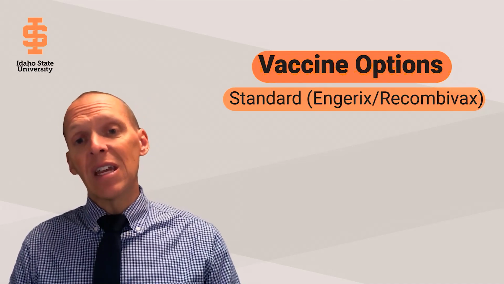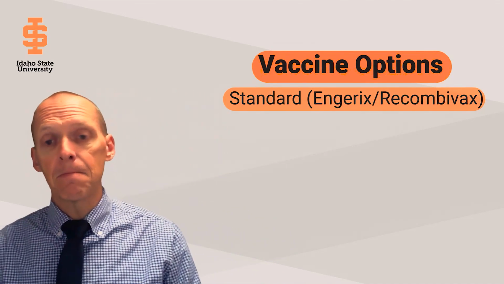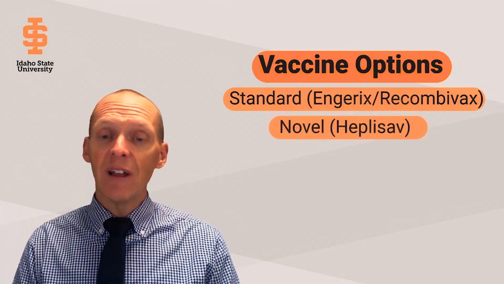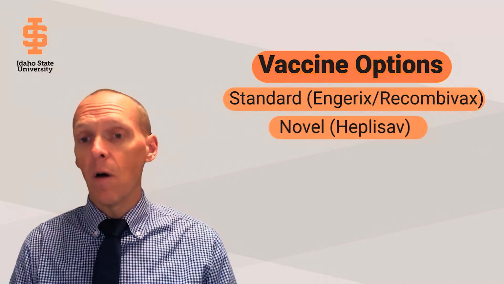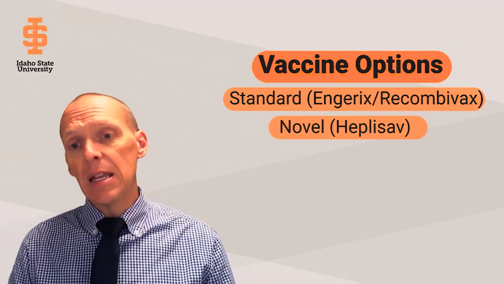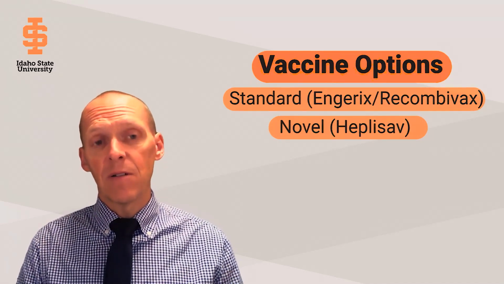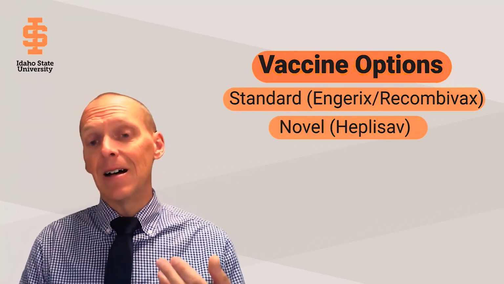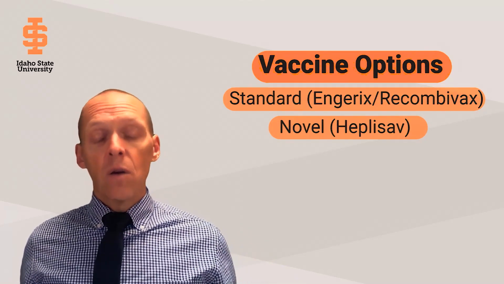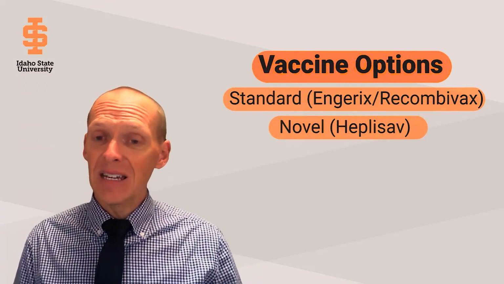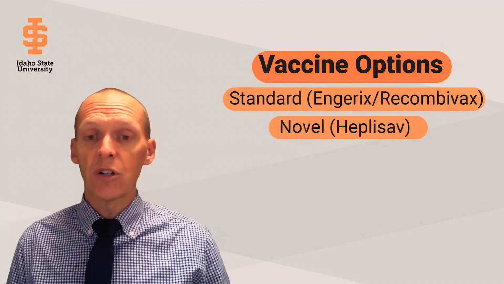Then in 2017, a newer recombinant, adjuvanted vaccine was approved and made available on the market. The major difference between this novel dose and the standard dose is that it is only 2 doses, at 0 and 1 month. So there may be higher rates of vaccine completion and also seroconversion in certain circumstances.